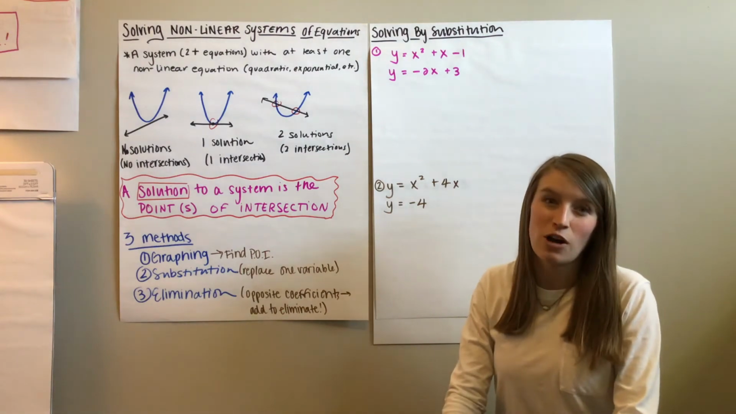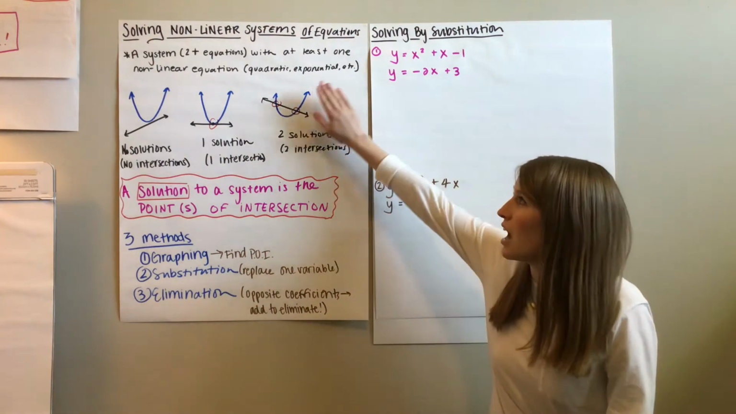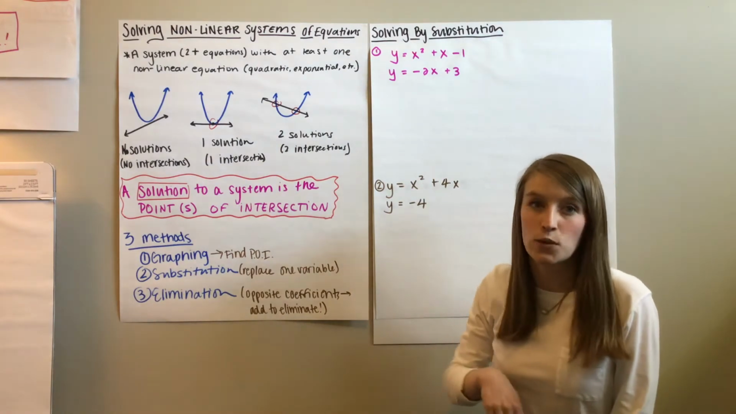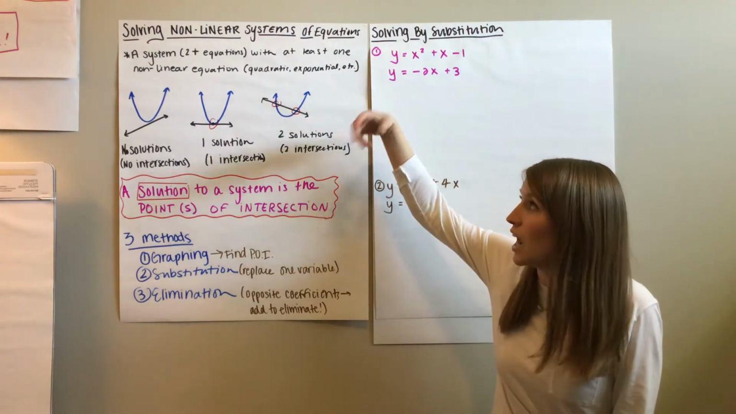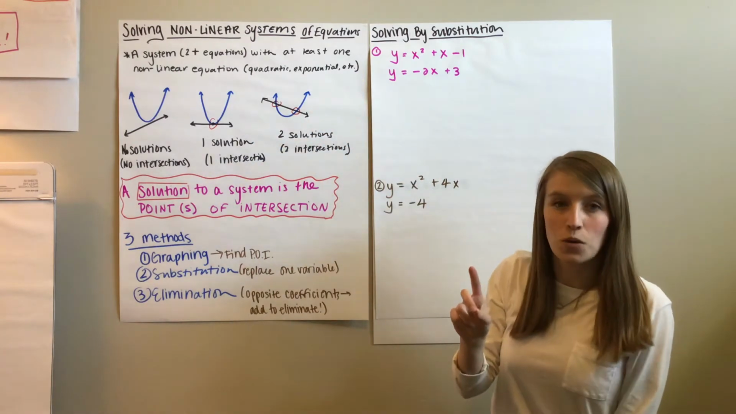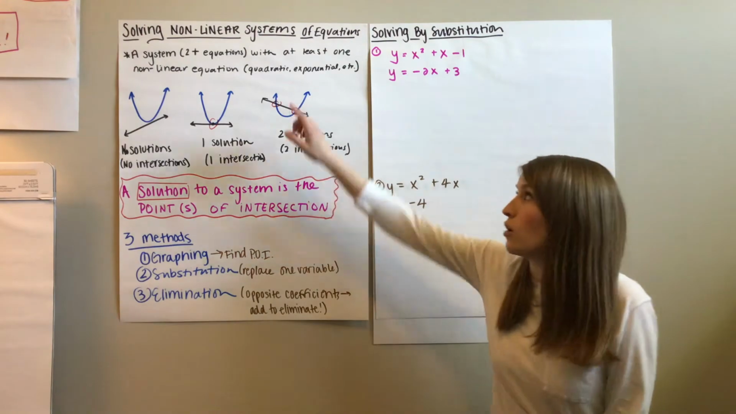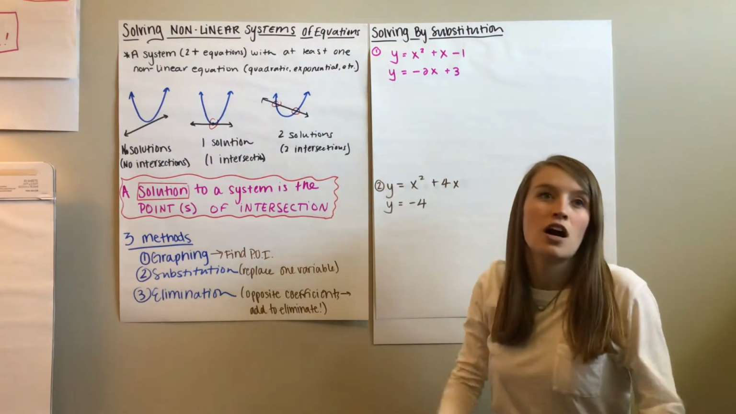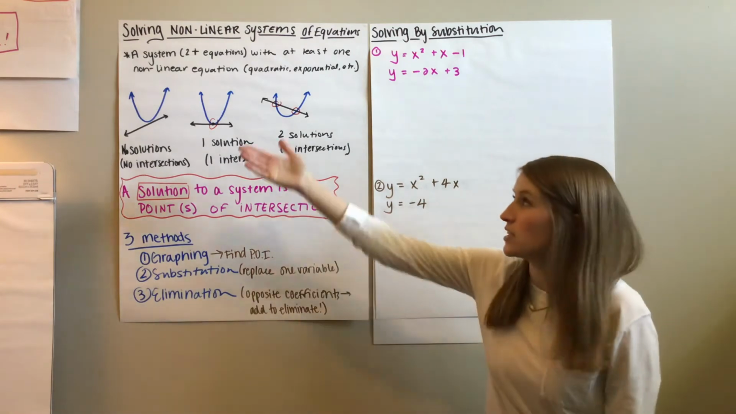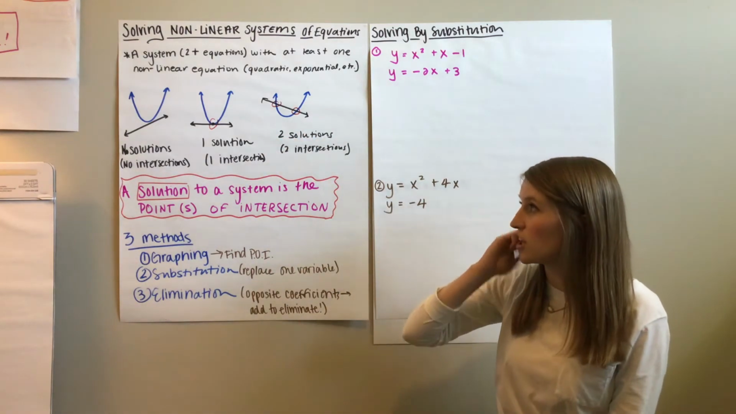Today we're talking about solving nonlinear systems. First, a system, we've done them before in chapter 5, is two or more equations. A nonlinear system is a system with at least one of those equations being nonlinear. So quadratics, exponentials, cubics, basically where it's not just a line. So here's an example of what these systems could look like.